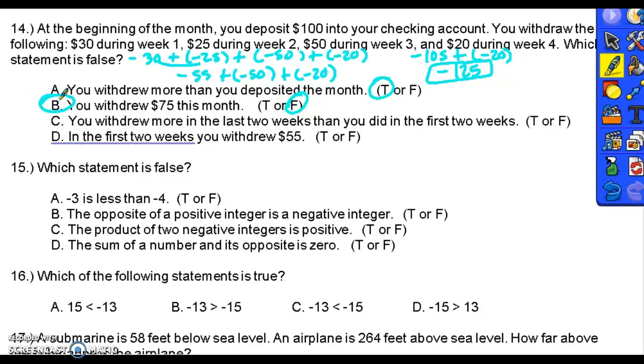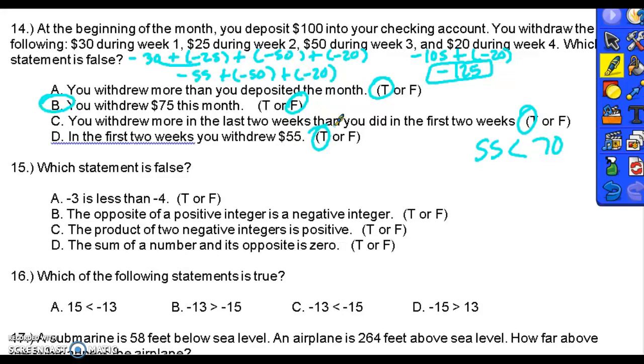You withdrew more in the last 2 weeks than you did in the first 2 weeks. In the last 2 weeks, I withdrew 70. In the first 2 weeks, I withdrew 55. So I withdrew more in the second half. In the first 2 weeks, you withdrew 55. That is true. So the statement that is false is B.